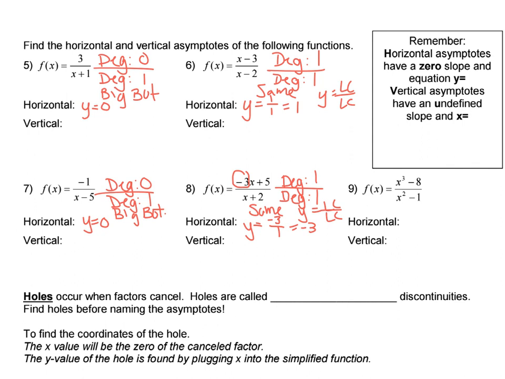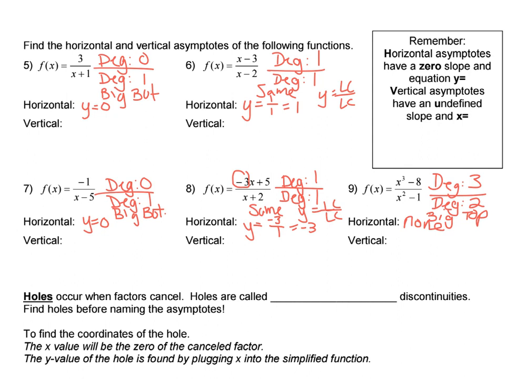So that one was a little bit more complicated, but not all that bad. Just take the numbers from in front of your x's. Whatever is the highest degree, the leading coefficient is in front of that. All right, on to the last one, number 9. We have a degree of 3 on top and then a degree of 2 on the bottom. Well, that's a big top, and whenever the top is the biggest, there's no horizontal asymptote. So we just write none.